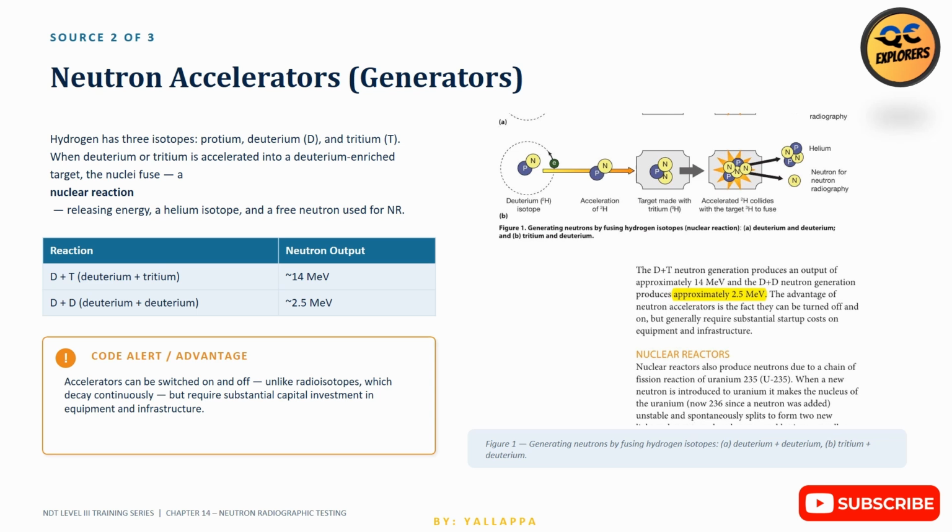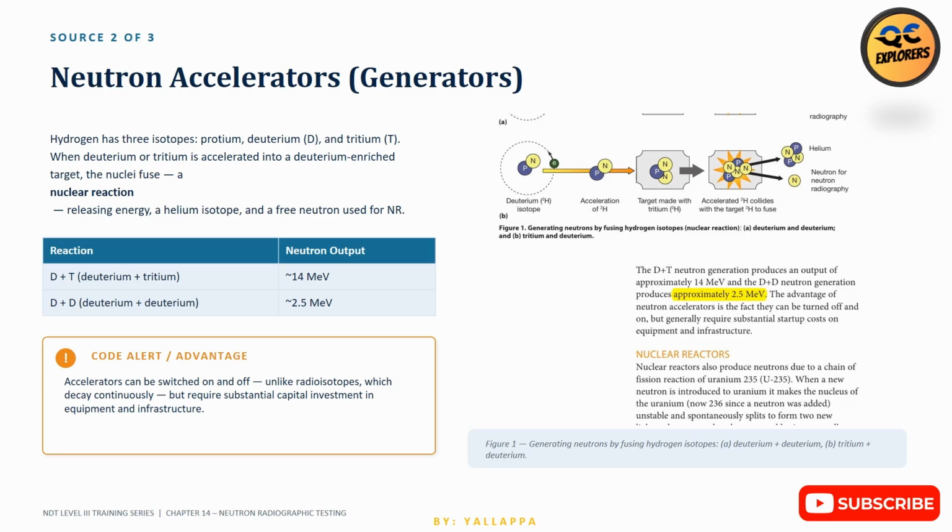Hydrogen exists in three naturally recognized forms. The first is protium, which consists of one proton and no neutrons. The second is deuterium, containing one proton and one neutron. The third is tritium, which contains one proton and two neutrons. In neutron generators, deuterium or tritium ions are accelerated to extremely high velocities using electrical fields. These high-speed particles then collide with a target containing hydrogen isotopes.